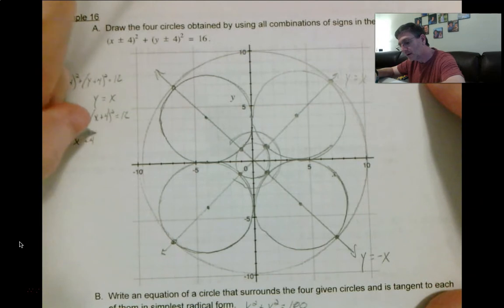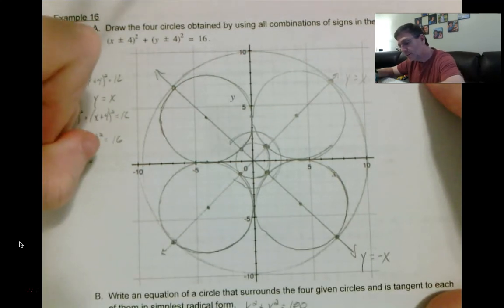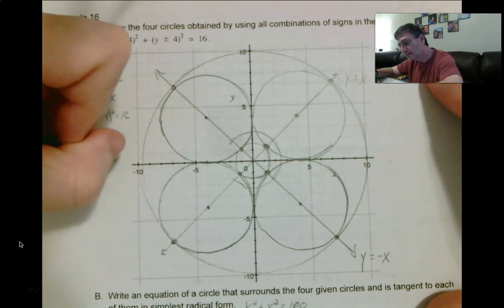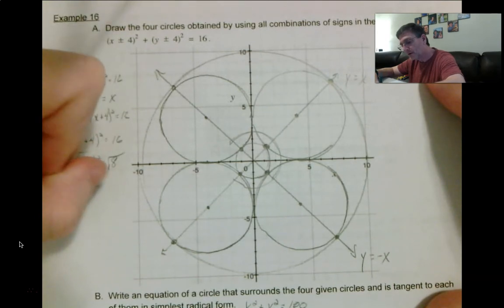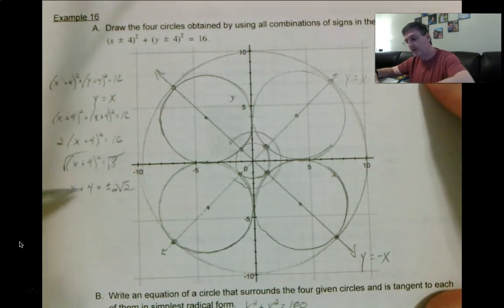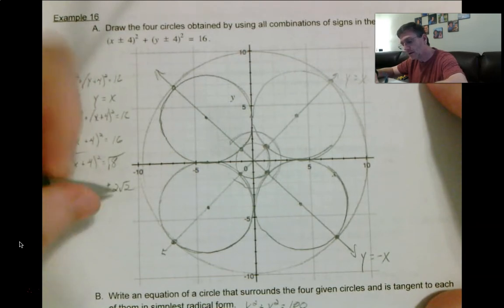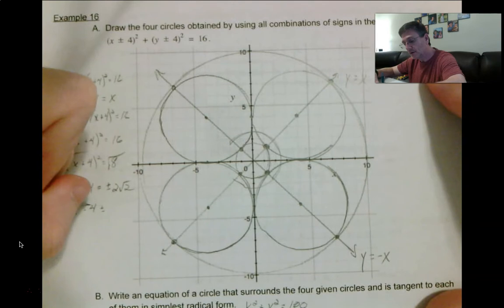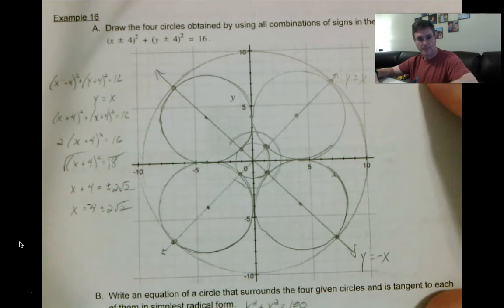2 times x plus 4 squared equals 16. Divide both sides by 2. x plus 4 squared equals 8. Square root. x plus 4 equals plus or minus 2 square root 2. Subtract 4. x equals negative 4 plus or minus 2 square root 2. Okay.